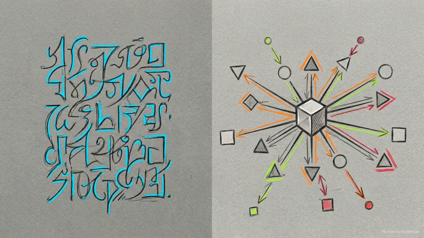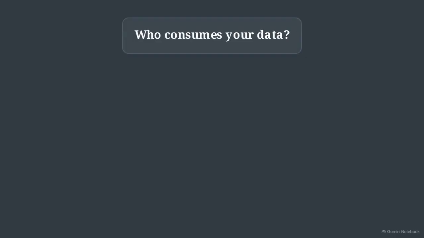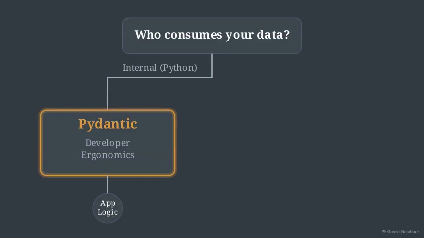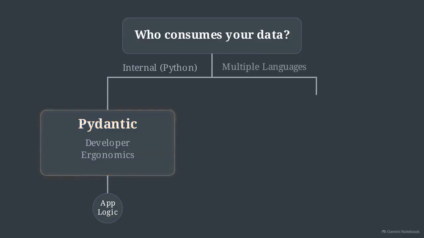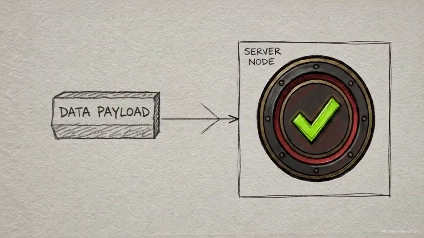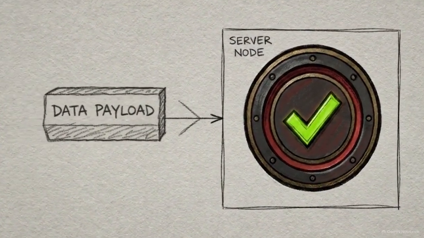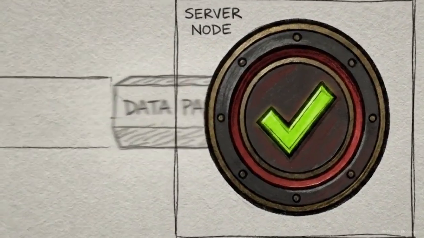JSON Schema is not a replacement for Pydantic. They are tools built for completely different architectural scopes. Ask who consumes your data. If consumed entirely internally using Python, stick with Pydantic to maximize ergonomics. But if you have multiple languages or a public API, use JSON Schema as a universal source of truth for external clients. Ultimately, your system boundaries and your external consumers dictate the right validation tool for your project, not your own personal syntax preferences.